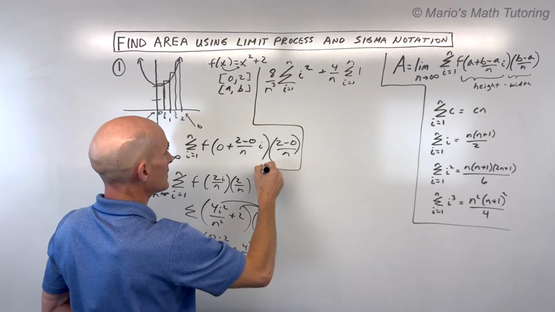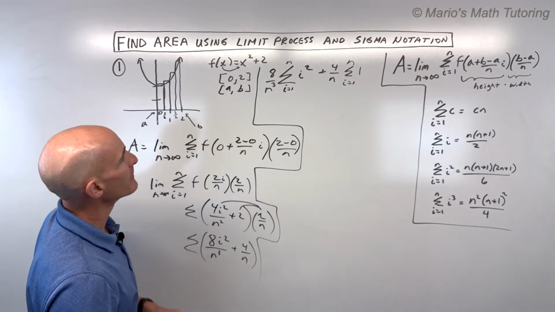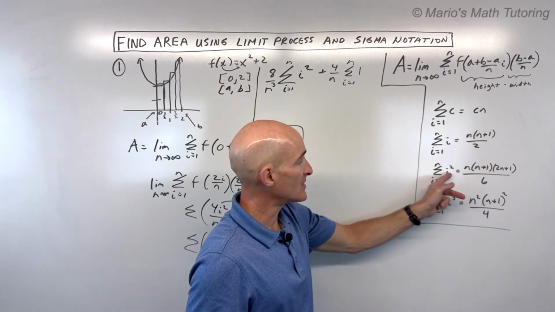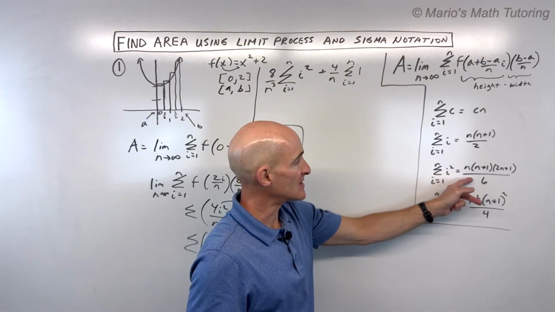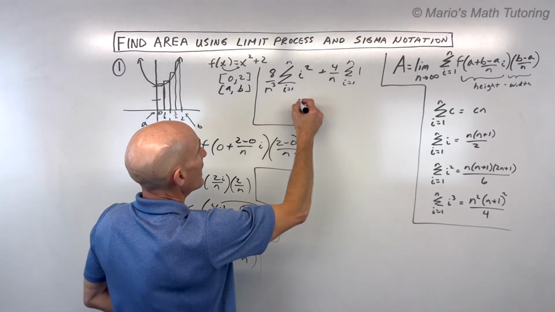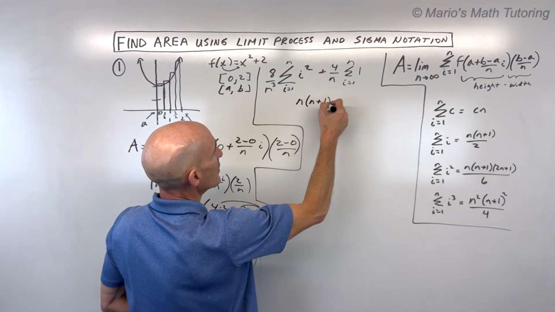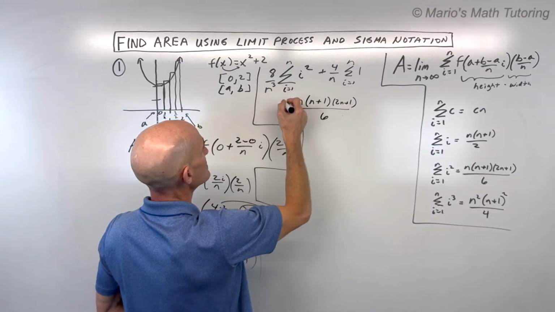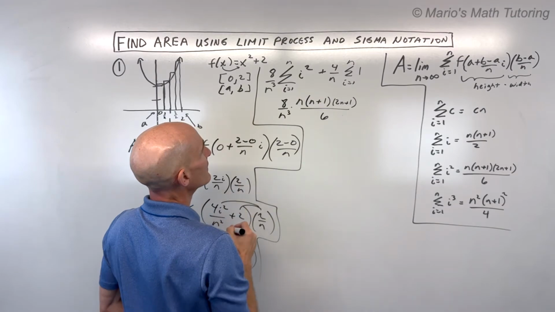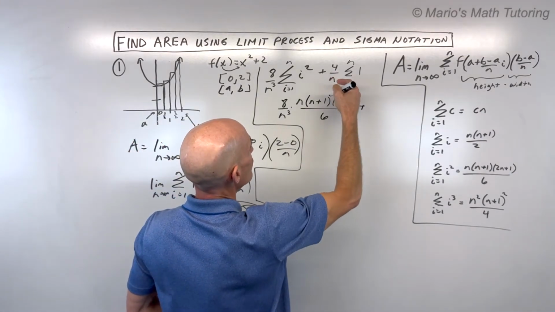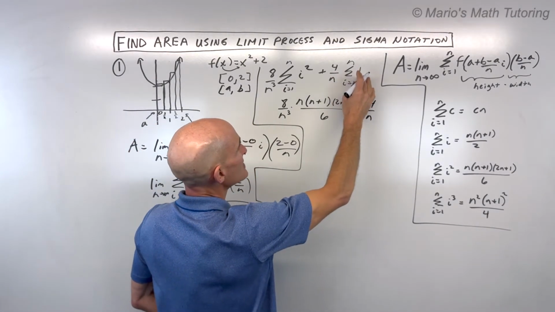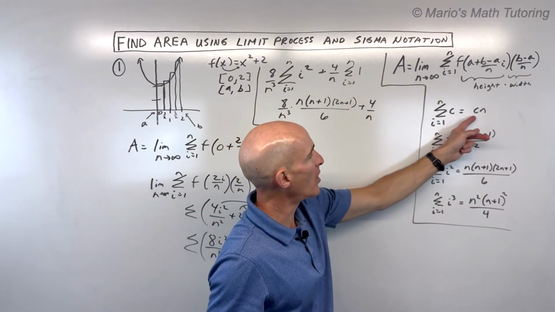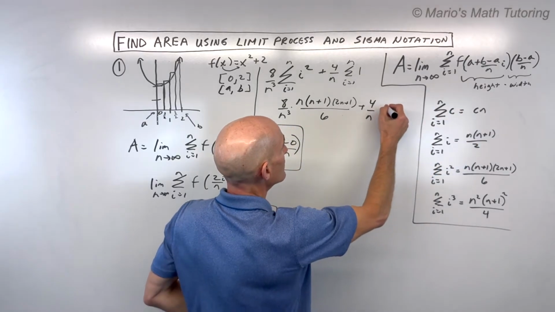Okay, so let's see if we can continue on here. So for the sum of i squared, we go to our formula here for finding the sum of consecutive squares. Okay, so that's this guy here. So this is going to be n times n plus 1 times 2n plus 1 all over 6 times this 8 over n cubed, okay, plus 4 over n, and then the sum of a constant is just the constant times n. Well, in this case, if the constant is 1, 1 times n is just n.